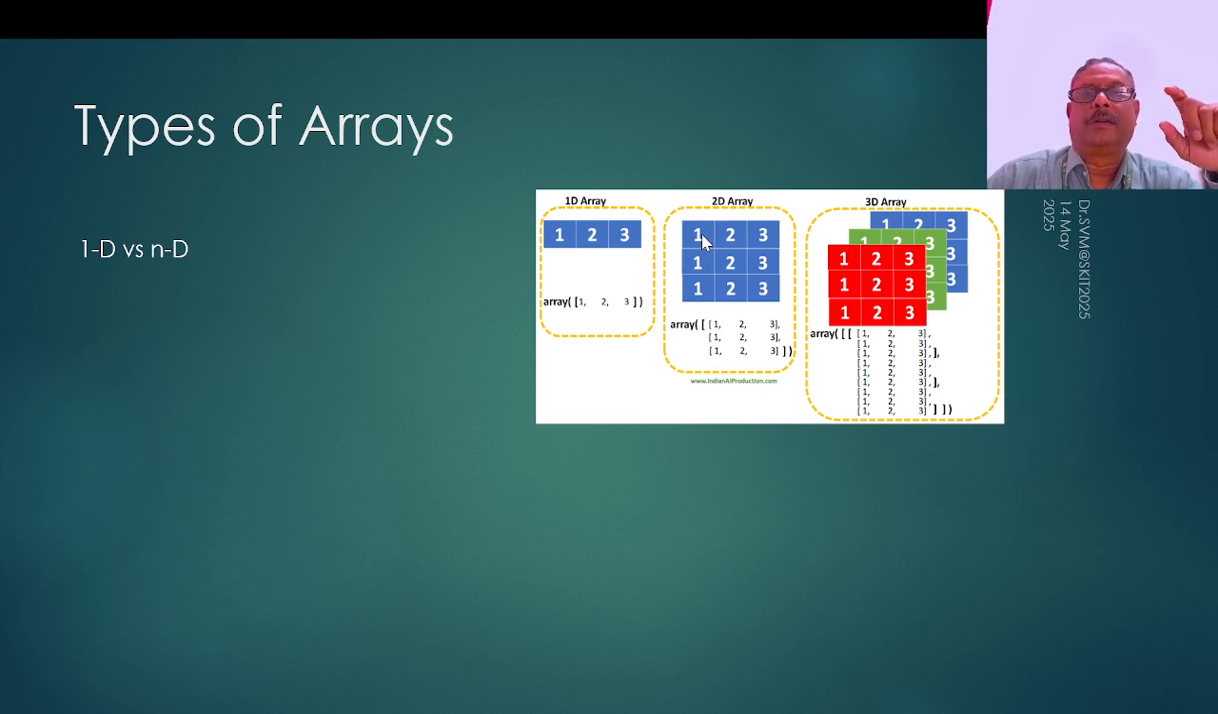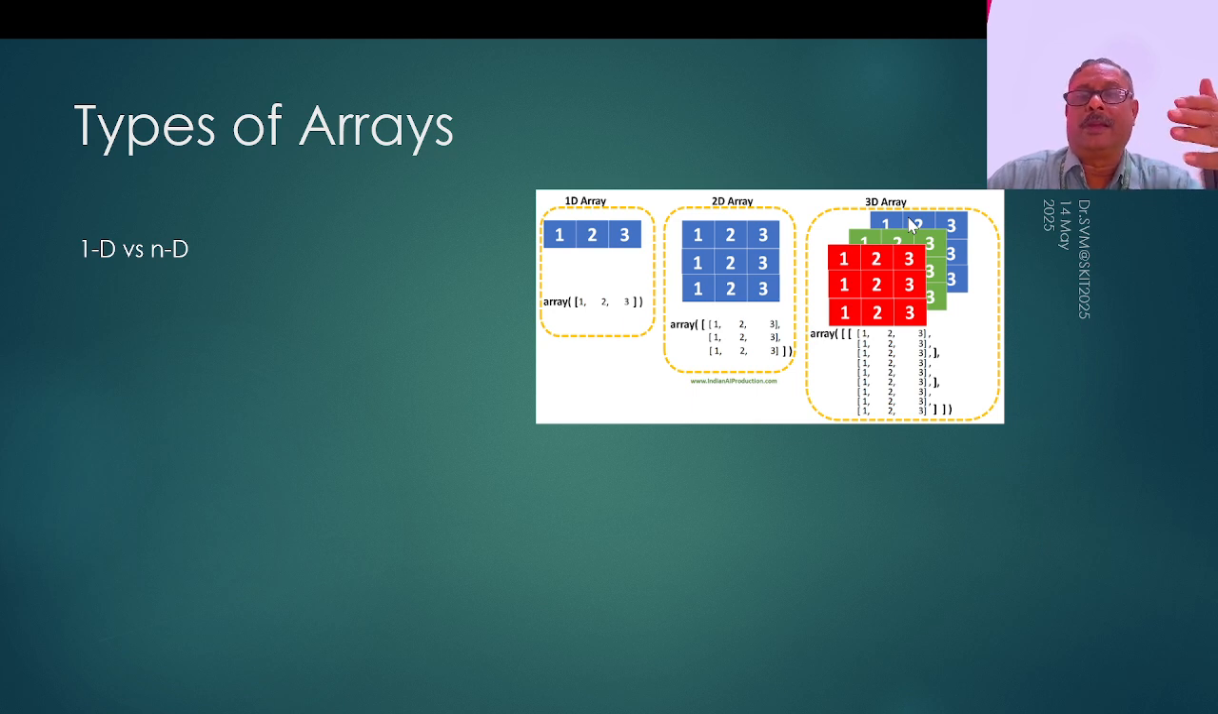So this one we can say is first row, first column. This 2 is first row, second column. This 3 is first row, third column. Whereas this one is second row, first column. This is second row, second column. This is second row, third column, and so on.